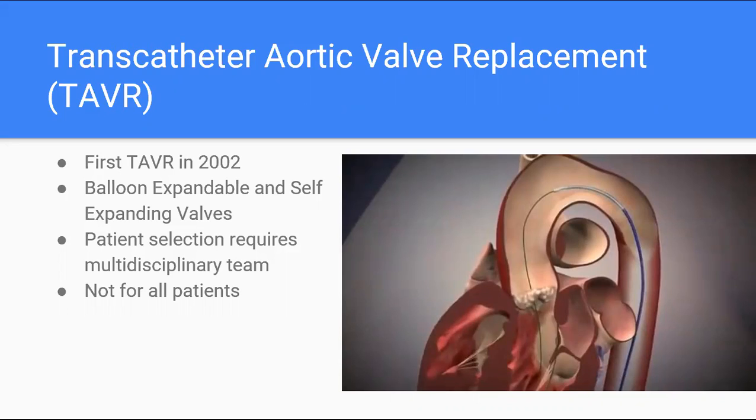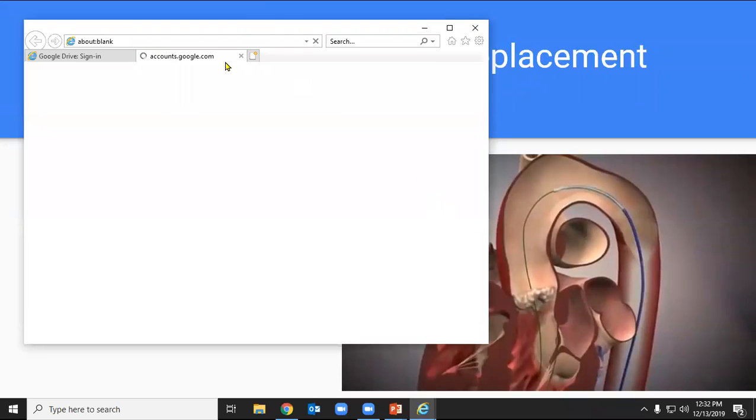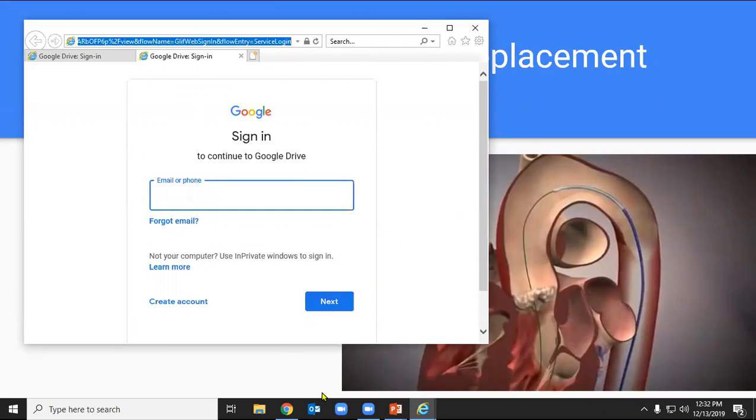In the process of selecting a patient for a TAVR, a multidisciplinary team is required. It's not as simple as accessing the artery and placing the valve. It is not for all patients. It's not for patients that have symptoms secondary to non-cardiac issues, where their symptoms are not related to the aortic stenosis. And it's not for patients who have less than 12 months' life expectancy. And this is a brief video on the procedure, what it looks like.